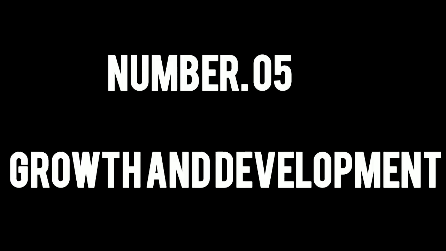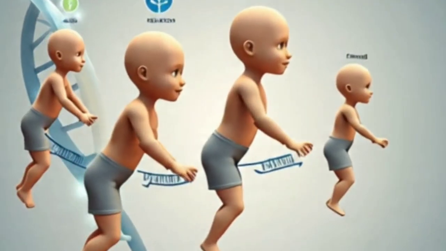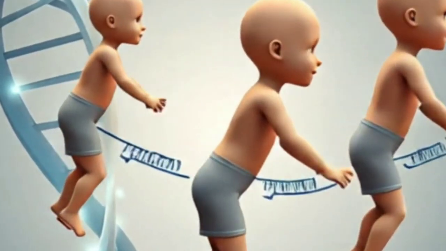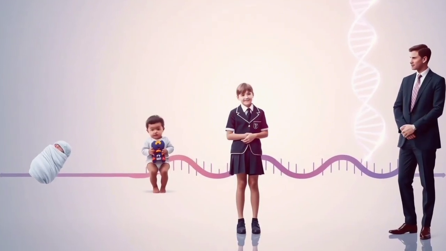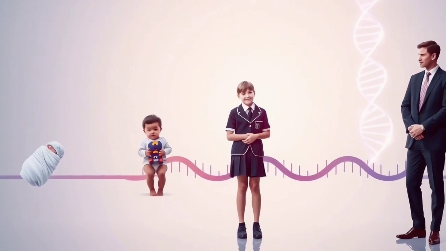Number 5. Growth and development. Living organisms have genetic material which codes for their development and growth. A baby child will develop and grow up into a grown-up man because his genetic material contains the instructions for this development and growth.